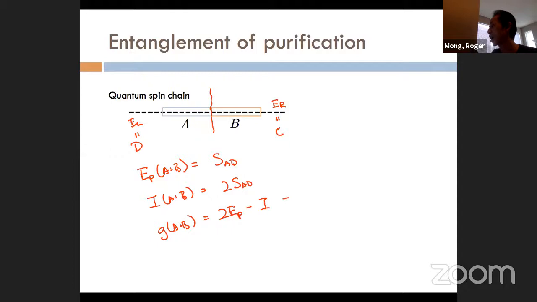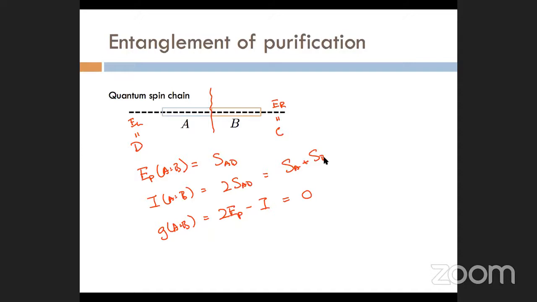Now, this is basically the heuristic construction of why you get zero. Roger, sorry, how did you get the entanglement entropy to be twice the S_AD? Isn't the entanglement entropy supposed to involve only S_A and S_B? Yes, okay, that is correct. So it's S_A plus S_B minus S_AB.